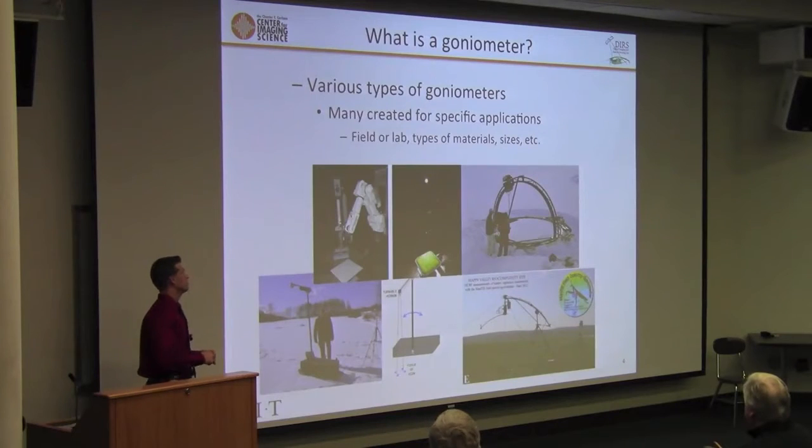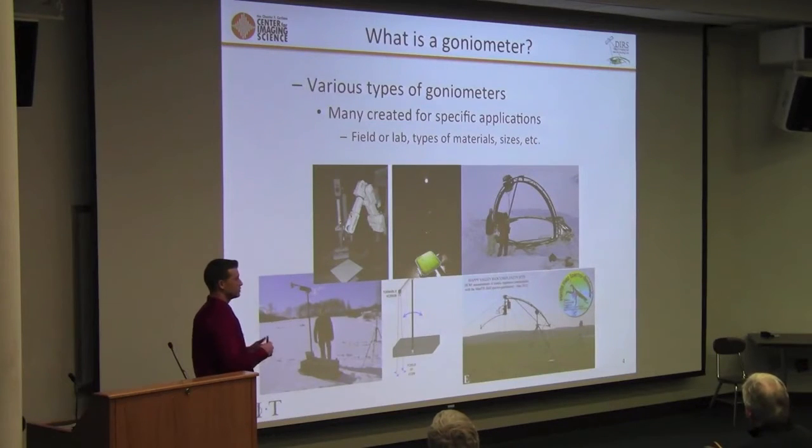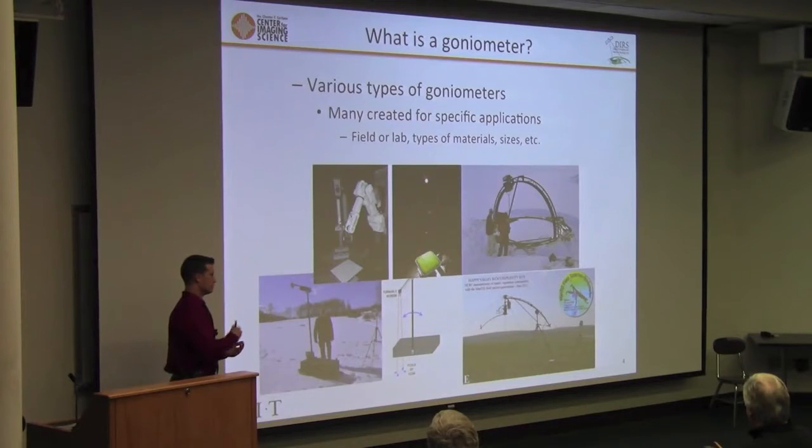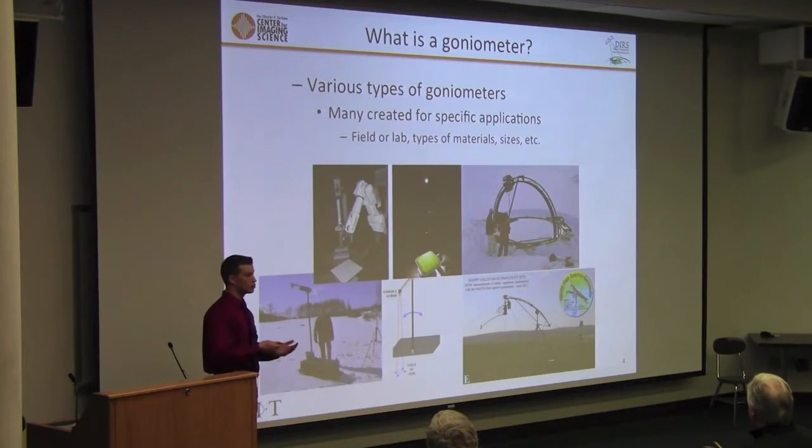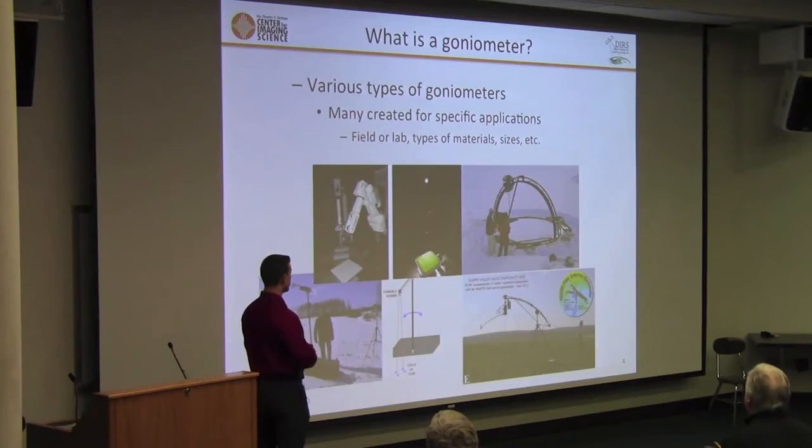So there's various types of them. Many of them were created for specific scientific applications, because if you're trying to measure tall vegetation, you're not going to be able to use a small goniometer to do that. You're going to have to build something larger. Or if you're trying to measure snow very accurately, or if you need something that's extremely lightweight because you're going to go stomp around in the marsh.